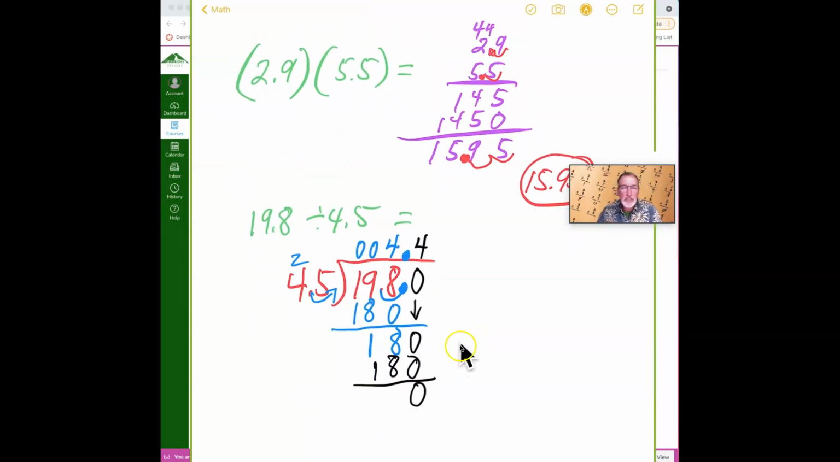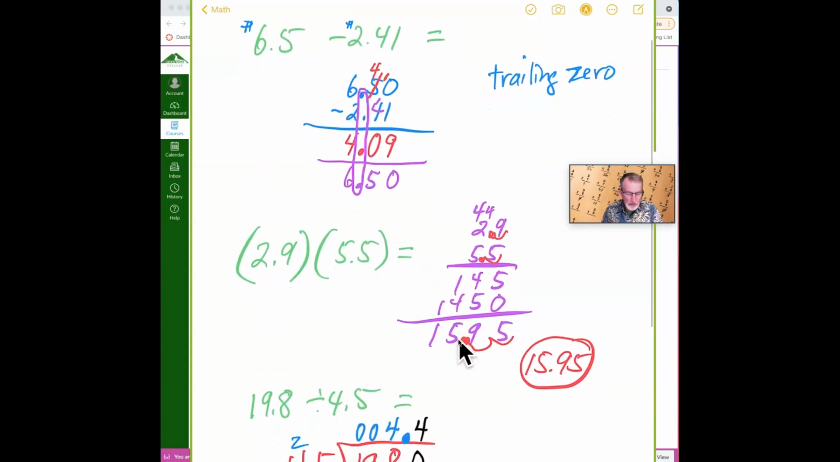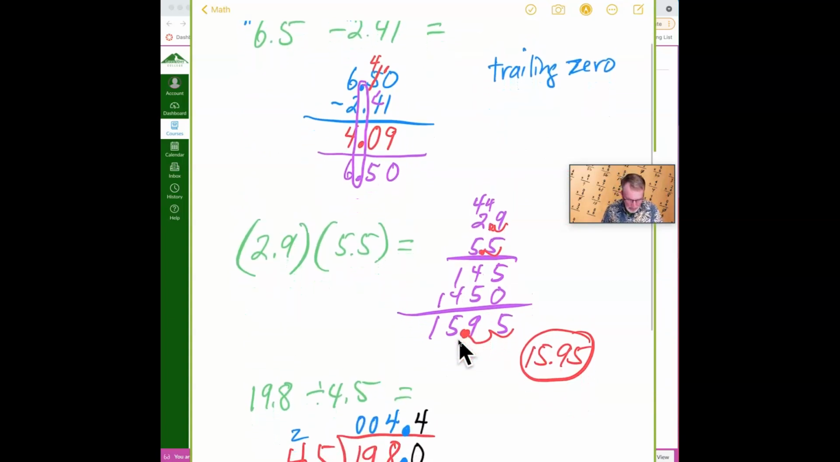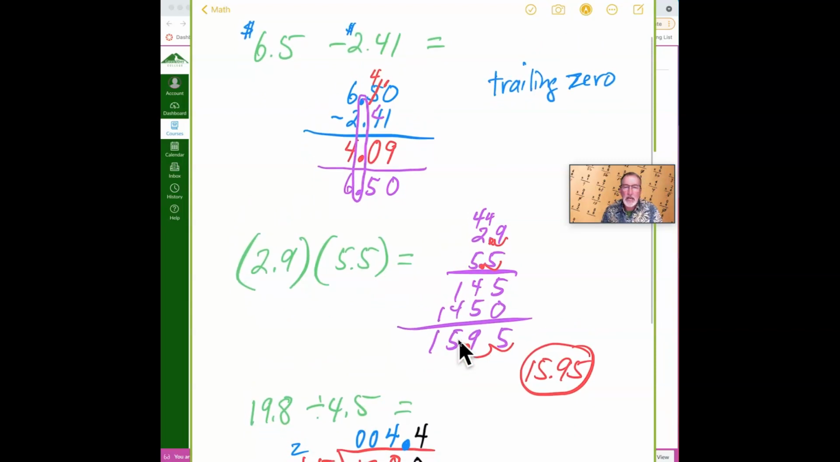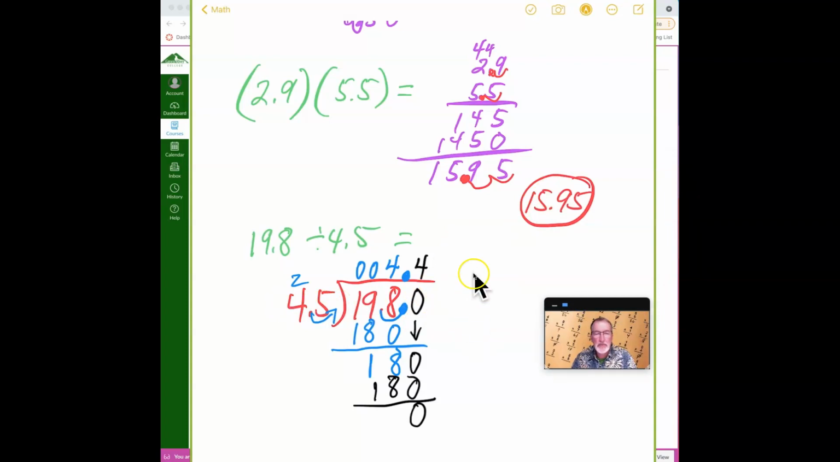Okay, so this is what I would like your worksheets to look like when you hand in an assignment. You don't have to use different colors. That's just to help you distinguish each of the steps.